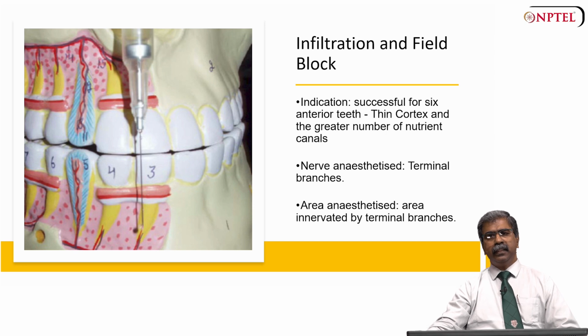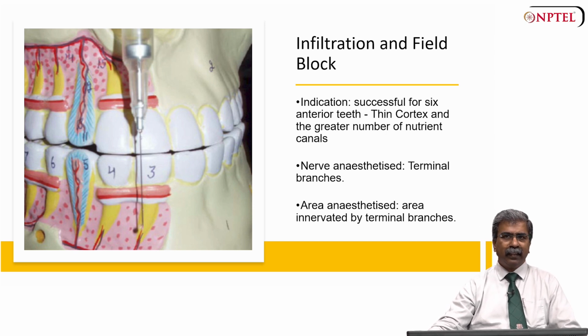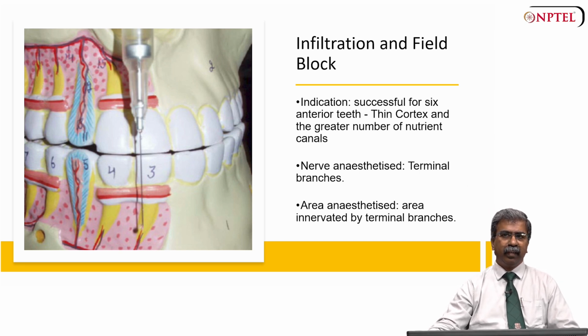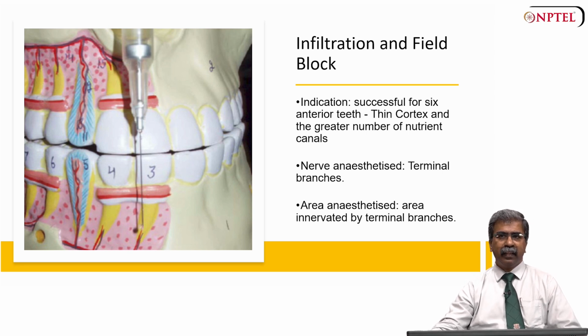So what are the indications? As I already mentioned, the success rate in the 6 anterior teeth for infiltration anesthesia is highly effective. And the anatomic consideration is the greater number of nutrient canals, and these canals allow the anesthetic to reach the terminal branches of the nerve supplying the anterior teeth, increasing the success rate.